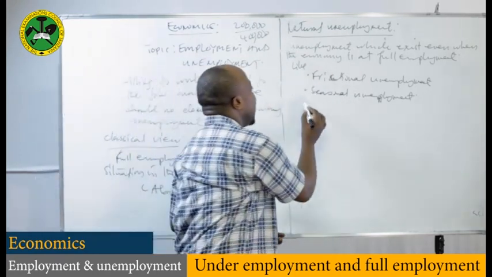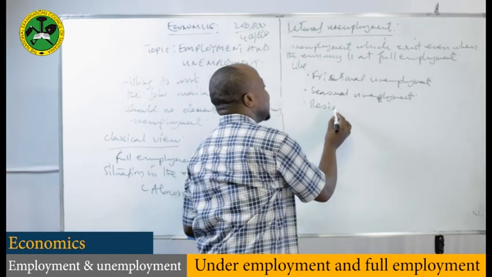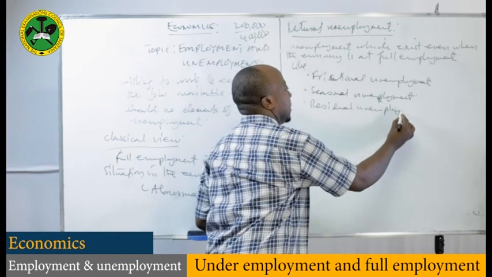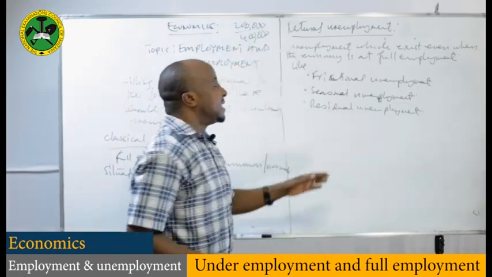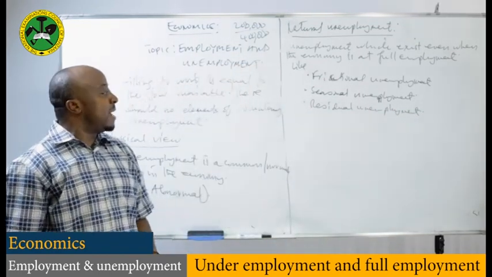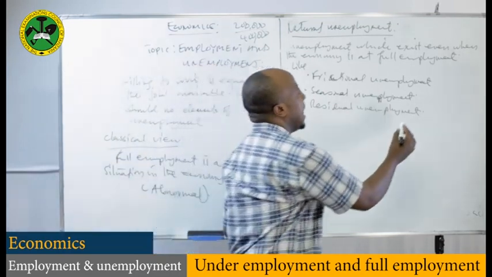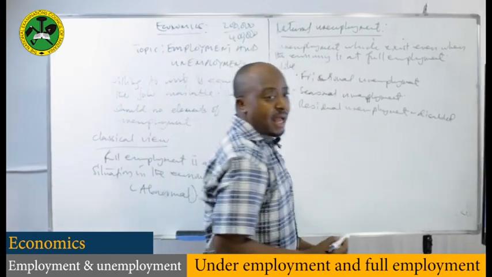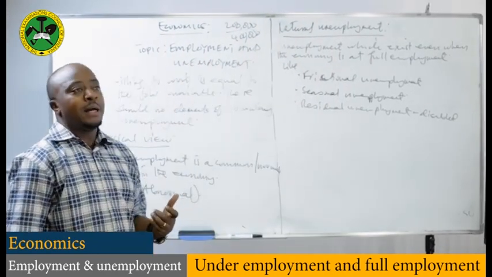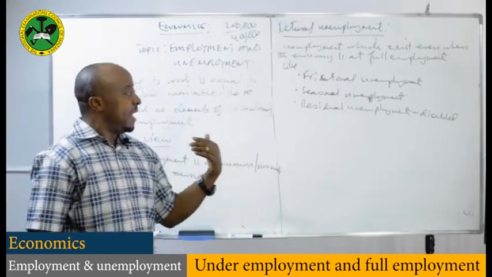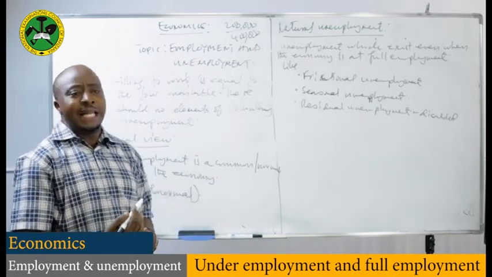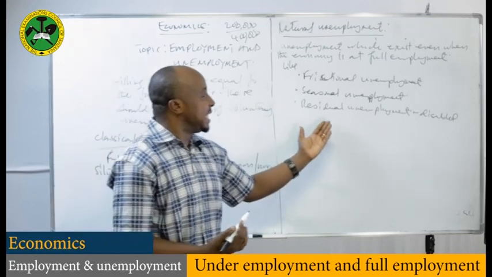Residual unemployment can also exist. Remember, this kind of unemployment occurs to disabled people, mentally and physically disabled people. Sometimes you can find someone who is mentally disabled but willing to work, yet mentally is not okay. That is unemployment. So that's residual unemployment.